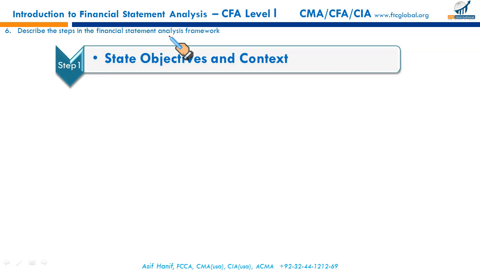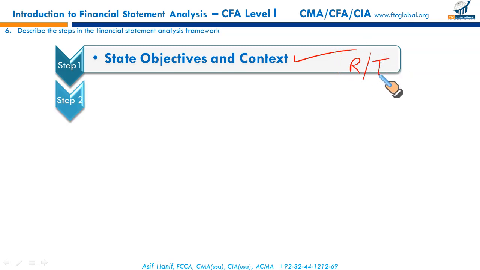First step, when you want to conduct a financial statement analysis, the first step is to state objectives and context. Why do we want to conduct a financial statement analysis? What questions do we seek answers to? Why is information essential and what information is required? What are the resources available, monetary as well as time-based? This is the first step.